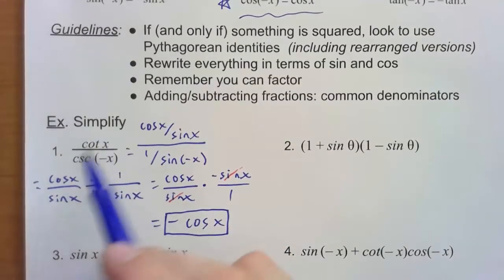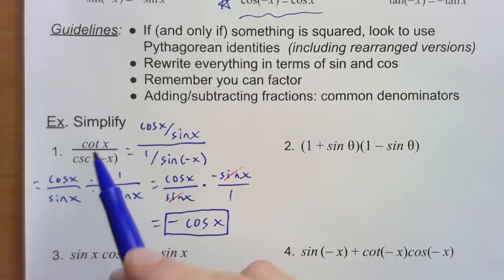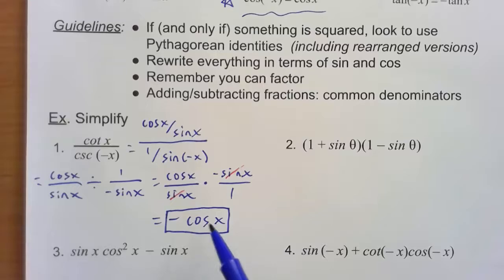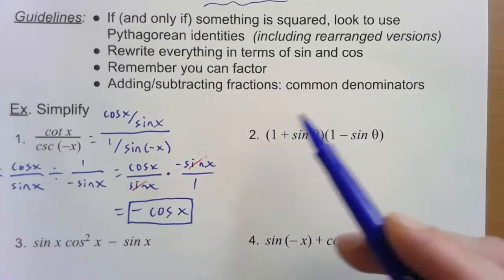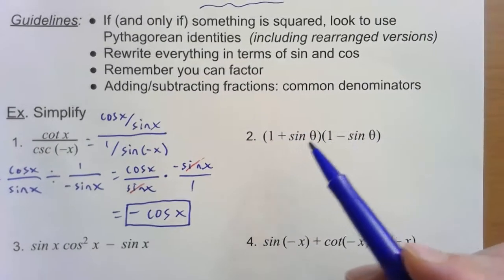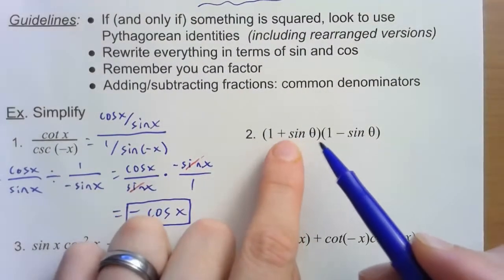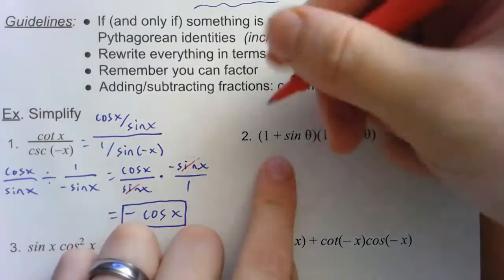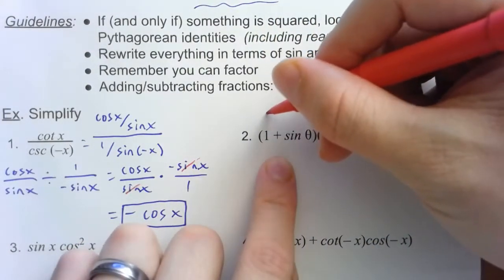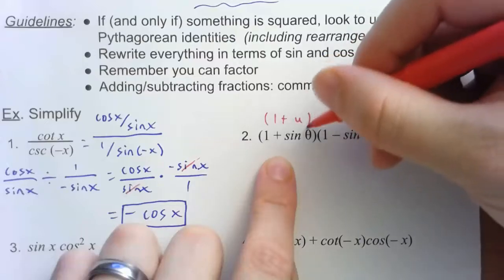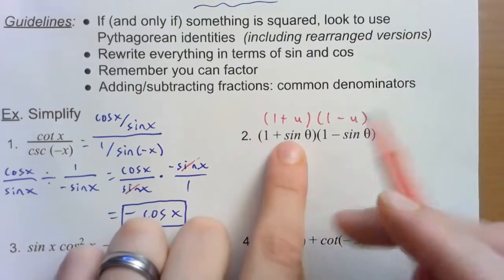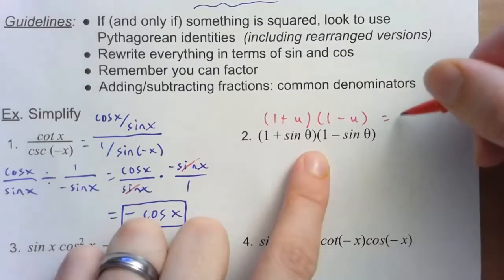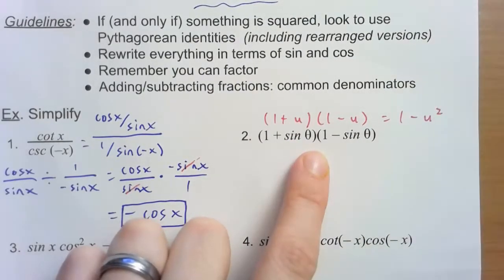That's our goal. Take something a lot more complicated with multiple trig functions, reduce it down, hopefully to only one trig function, something nice and simple like that. Okay? So this one, what you want to do is be able to see these trig functions as just kind of one thing. Like picture this as if you had 1 plus u times 1 minus u. That would be difference of squares, right? That would be 1 minus u squared.